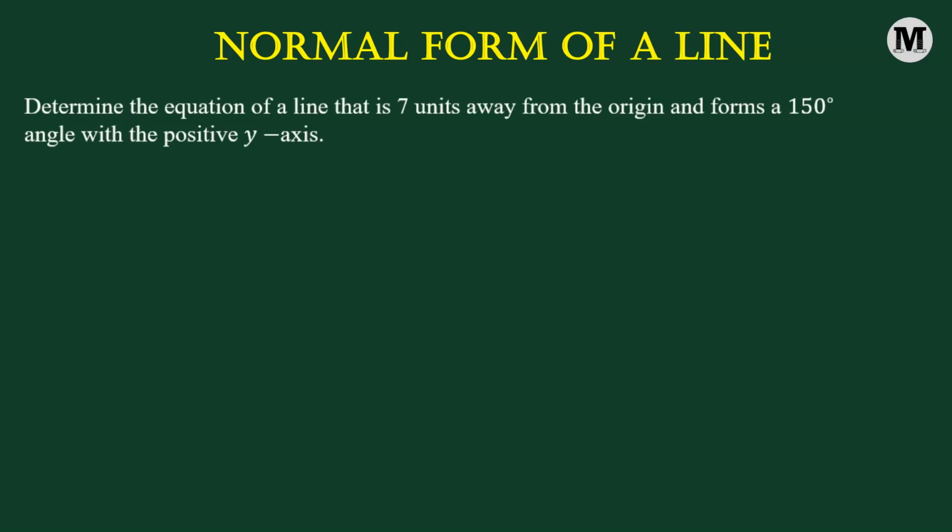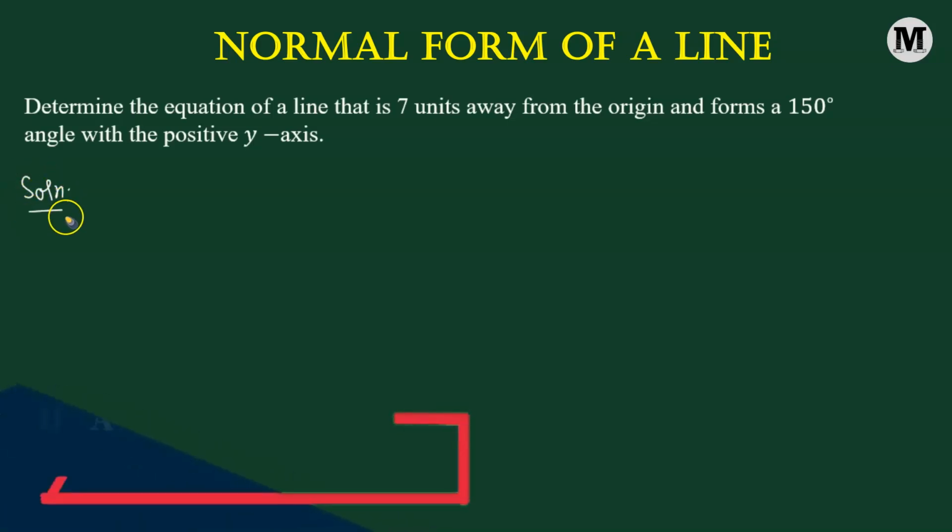Determine the equation of a line that is 7 units from the origin and forms a 150-degree angle with the positive y-axis. Okay, let us begin. So first, we'll try to understand the problem graphically.